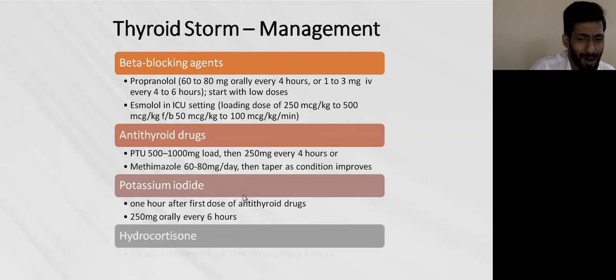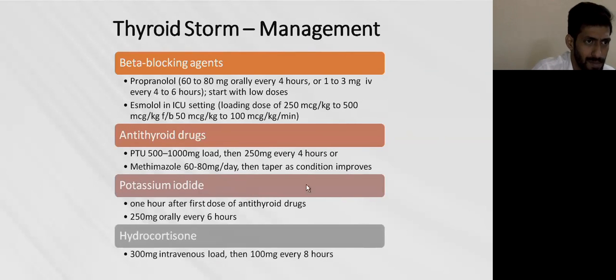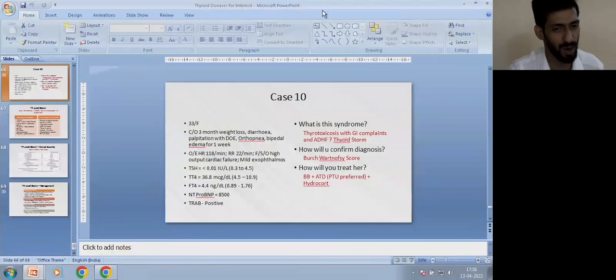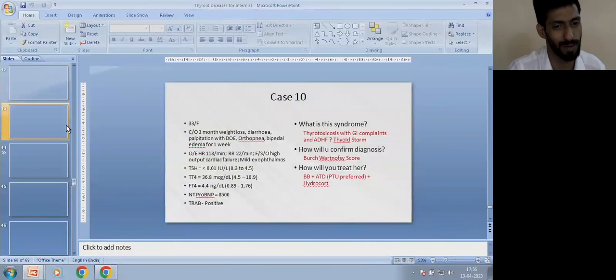The last pillar is hydrocortisone. Give a high dose, 300 and then 100 Q8H. There are some more. Sometime later we can go through. Pregnancy also, hopefully we can go through some other day due to some cases.